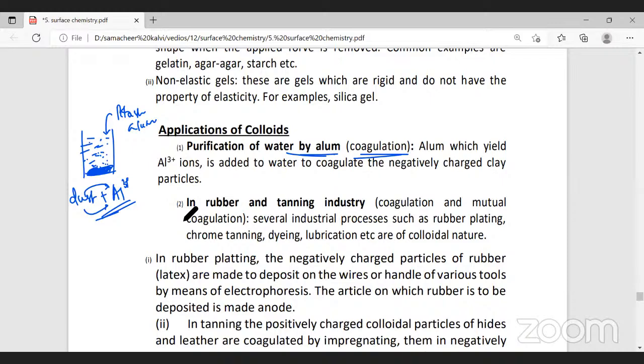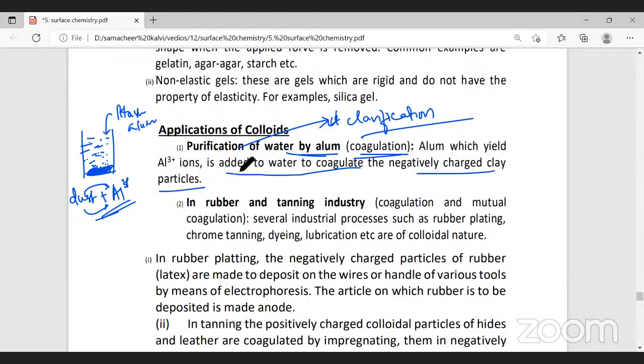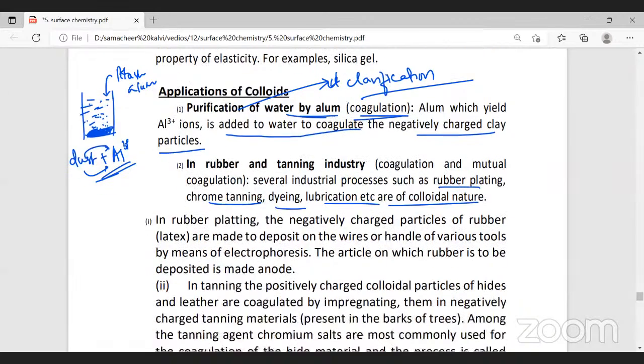So in clarification of water, or purification of water, this is also termed clarification. Potash alum is added, and the aluminium 3+ ion is added to water to coagulate the negatively charged clay particles or dust particles. Next, in the rubber and tanning industry, coagulation and several industrial processes such as rubber plating, chrome tanning, dyeing, lubrication, etc. are of colloidal nature.